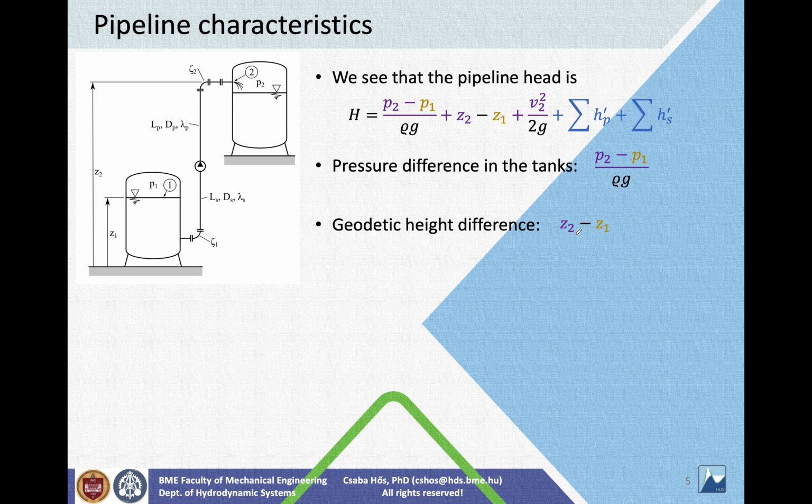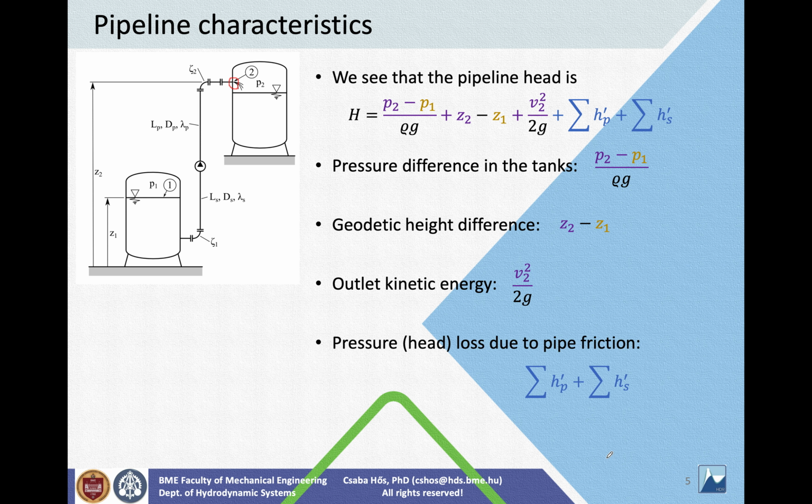The next term is simply the geodetic height difference, so simply the fact that you want to elevate the water from here to here. The next one is a kinetic energy. Now this is interesting. At the outlet of the piping, there's a kinetic energy which was added by the pump, but we are losing this kinetic energy because then it's dissipated. But still the pump needs to add this energy.